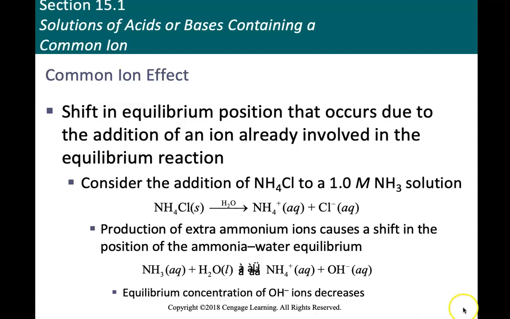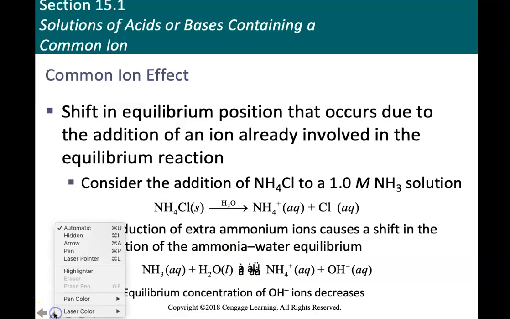The common ion effect. When you have an existing equilibrium and then a species that is common, or that is already existing, is added into the equilibrium, we have what we call the common ion. So we'll give you an example of this in this equilibrium.